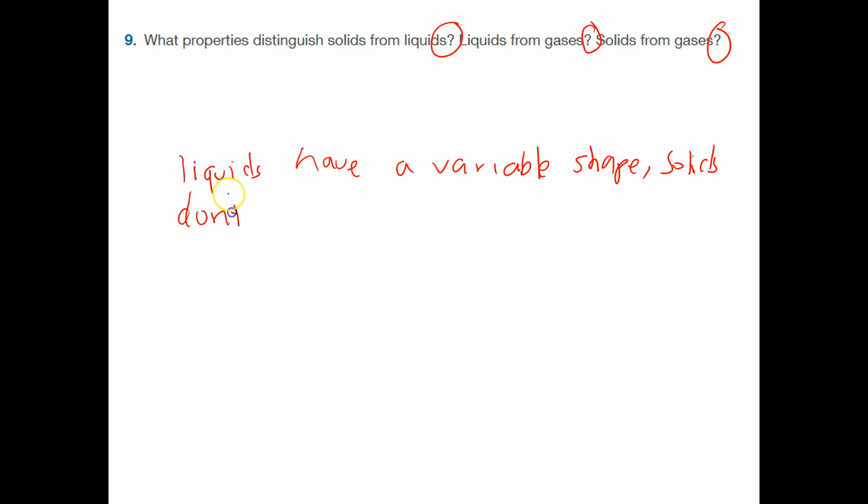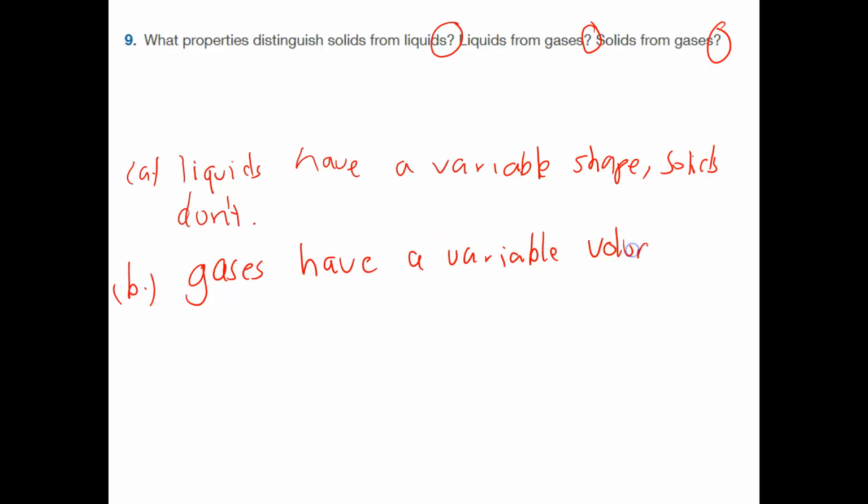Now you could also have mentioned something about density if you wanted to, but I think that's probably the obvious one. I've labeled it as A. It's not really A, is it? But I guess we can kind of think of it as being A, B, and C here. Liquids from gases. Well, gases have a variable volume. Liquids don't. We could also mention something about compressibility. Gases are highly compressible, liquids are not.